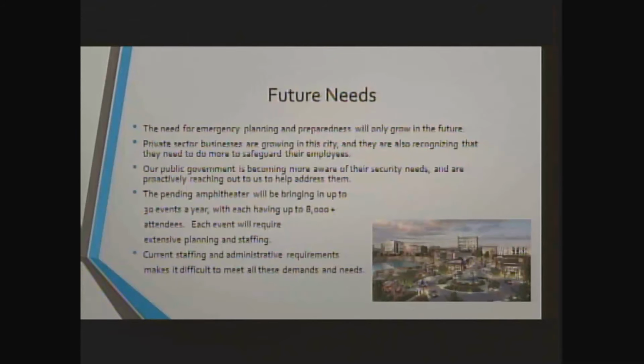Some future needs within this field. The need for emergency planning and preparedness is only going to grow in the future, especially with Westbrook being such a growing city. Our private sector is growing rapidly, and they are recognizing, to their credit, that they need to do more to safeguard their employees. Our public government is becoming more aware of their own security needs, and they are proactively reaching out to us to help them address them.